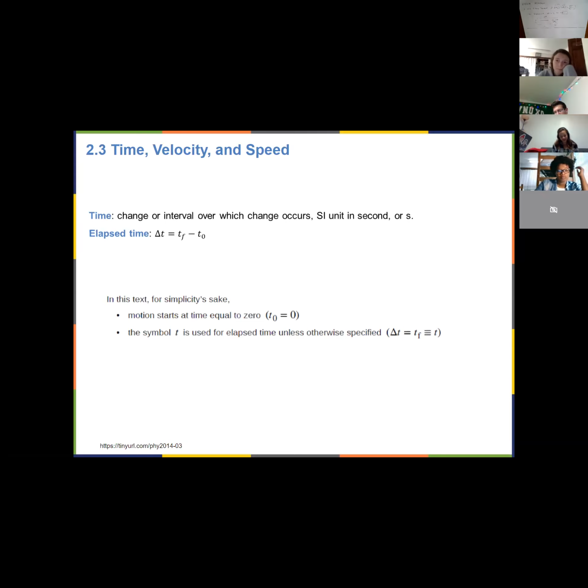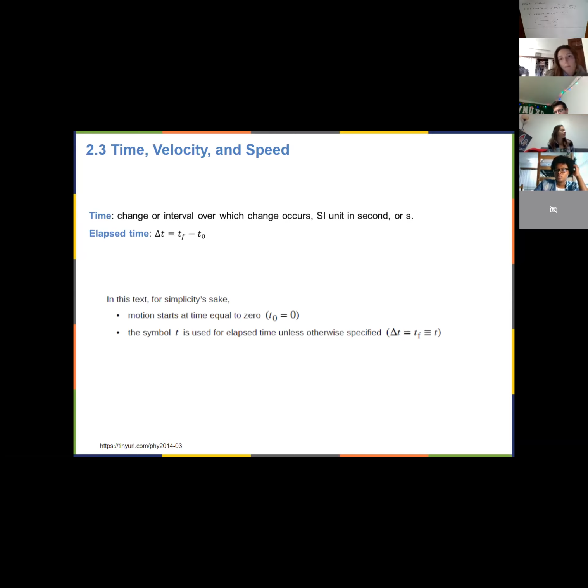Time elapsed, which means the change of time, is delta t, and we use small t for time. You probably remember in the last chapter, the dimension of time was capital T. For dimensions, we always use capital letters, but for quantities we can use either lowercase or uppercase letters. In this case, we'll use lowercase t. Delta t means change in time, t_f minus t_0, or t naught: final time minus initial time.